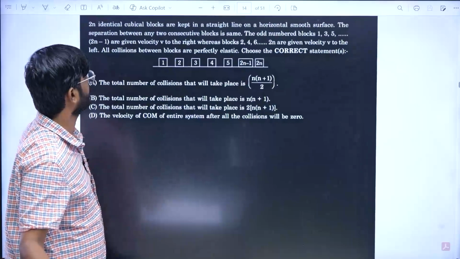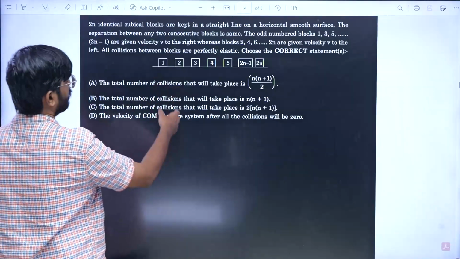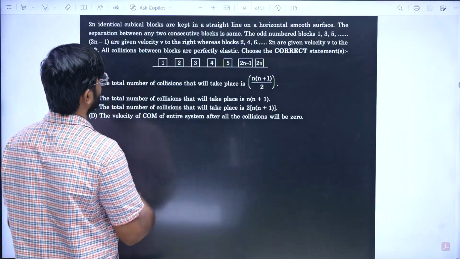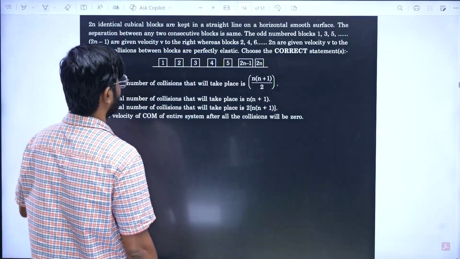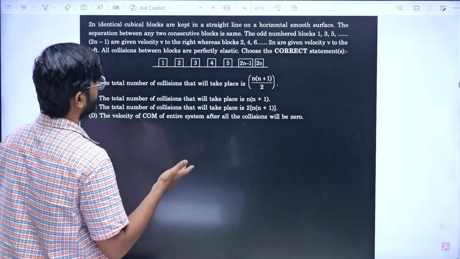2n identical cubical blocks are placed on a straight line on a horizontal smooth surface. The separation between two consecutive blocks is the same. The odd number of blocks are given velocity to the right, whereas the even ones are given velocity to the left. All collisions are perfectly elastic. So, identical blocks and perfectly elastic.